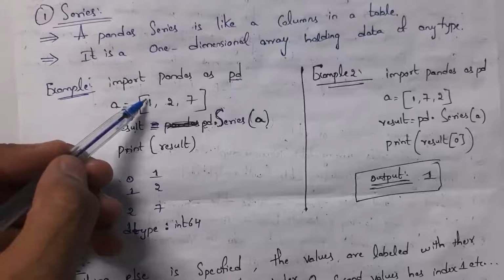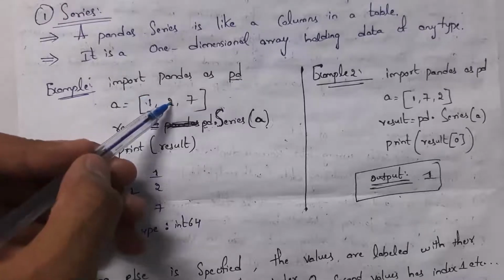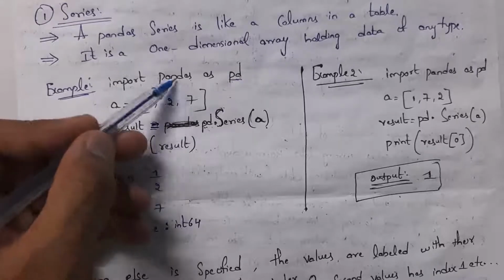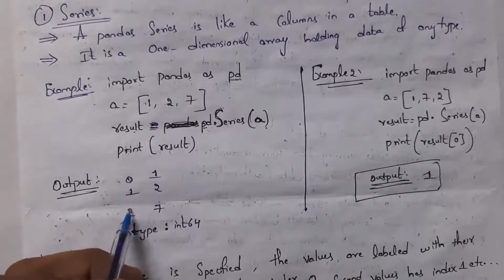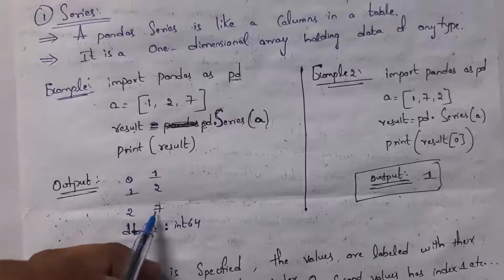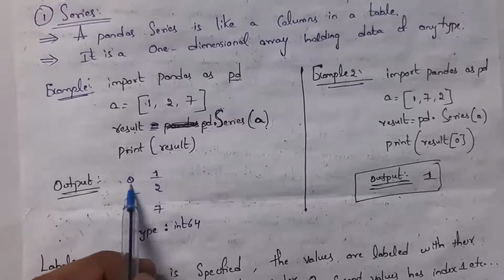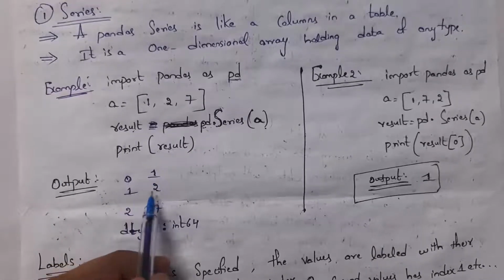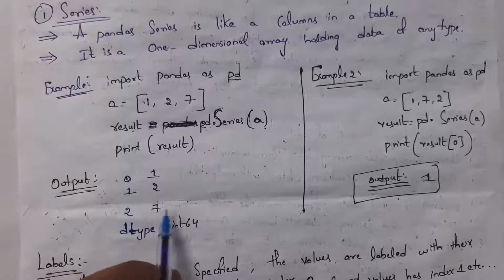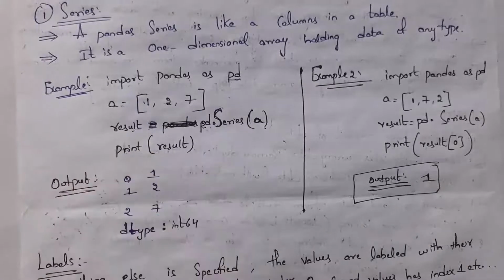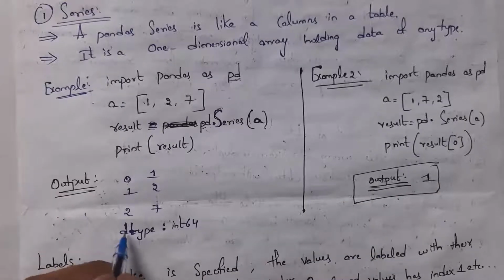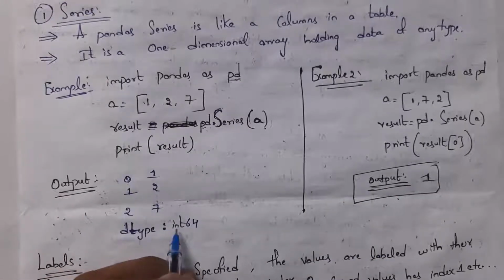As we know, 1 is stored in index number 0, 2 in index number 1 and 7 in index number 2. So this is my output. First column contains index numbers and second column contains values. So index number 0 contains 1, index number 1 contains 2 and index number 2 contains 7. And at last it will display data type. 1 to 7 all are integer types. So it will display dtype, that is data type colon int64.